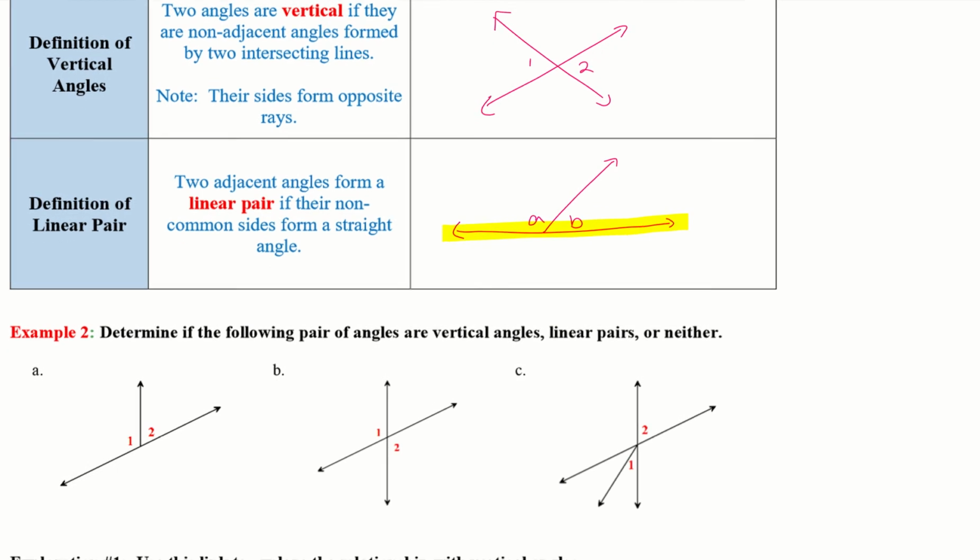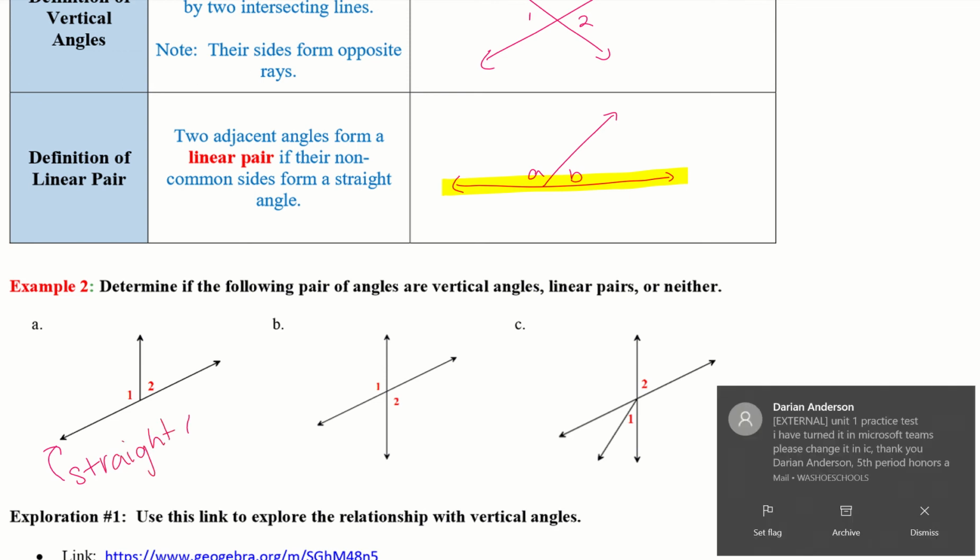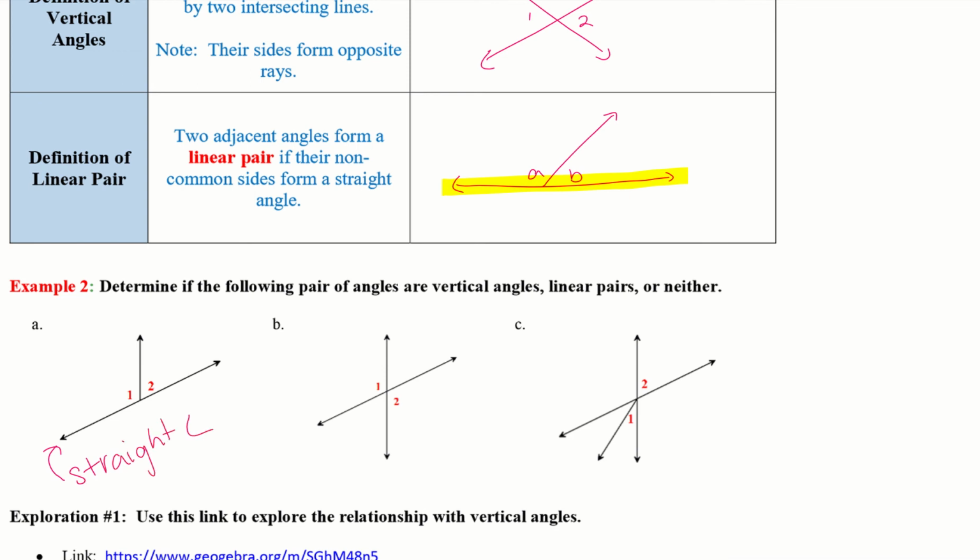Alright, so example 2. Determine if the following pairs of angles are vertical angles, linear pairs, or neither. So example 2A, we have this straight angle here. Since we have a straight angle, we want to take a look at, maybe we have linear pairs. 1 and 2 are adjacent, and linear pairs also have to be adjacent, so that checks off. So therefore, A is going to be a linear pair.